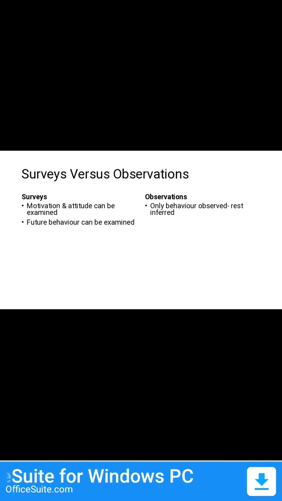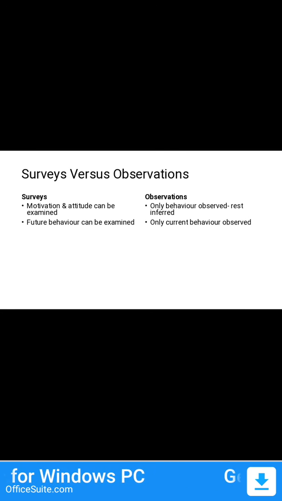Now the second difference: in surveys you can examine future behavior, and this happens in purchase intention surveys. We may ask some respondent, okay, how likely are you to buy a car in the year 2022? So this is a future behavior that we are trying to examine. You cannot do that with an observation. You can only observe current behavior.